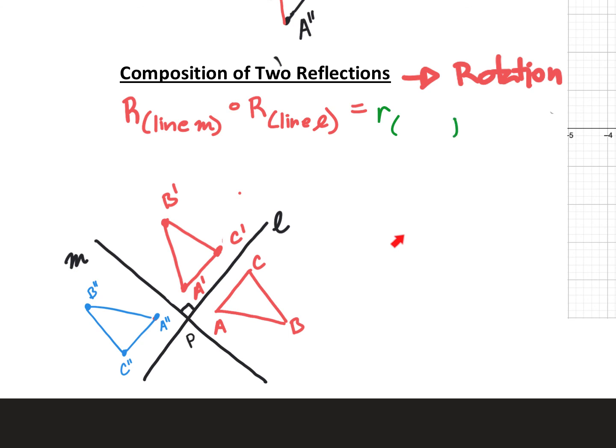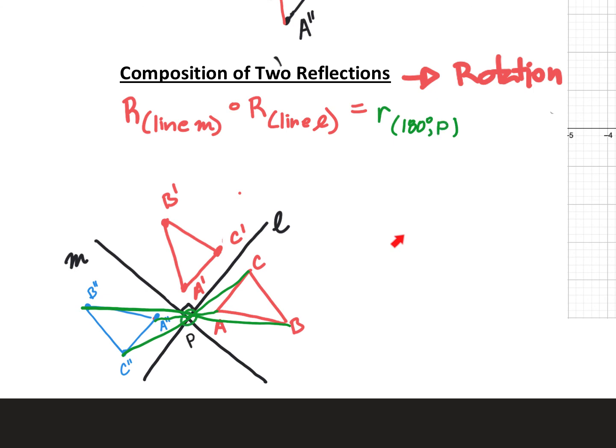Okay, well, let me show you. If I were to connect A through point P to A prime, and I were to connect C through point P to C prime, and B, right? Those lines aren't very straight, but pretend that they are. This is a rotation of 180 degrees, right? Those are all 180 degree angles, and we rotated around point P.